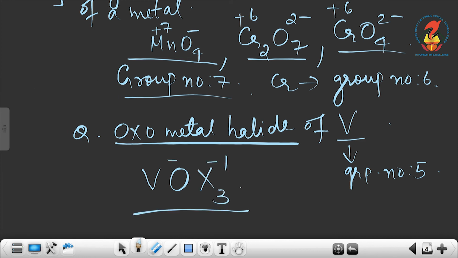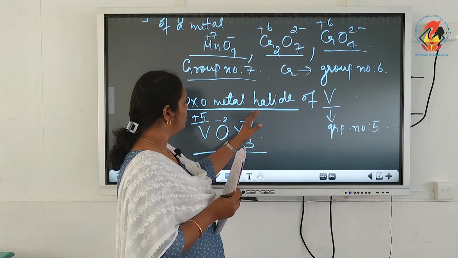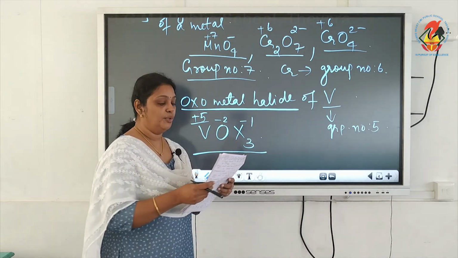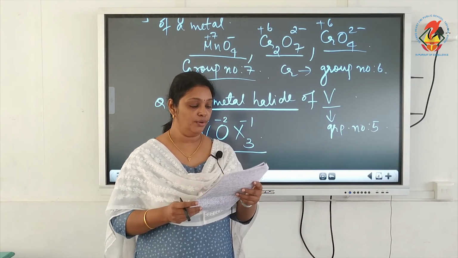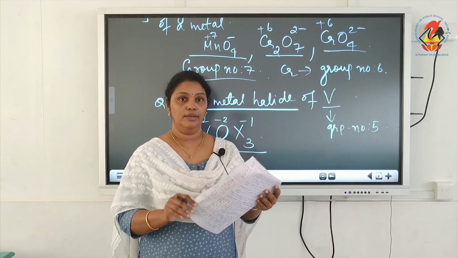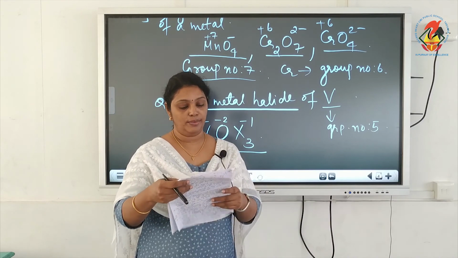Let's find the oxidation state of vanadium in this. Oxygen is -2, and the three halogens give -3. So vanadium will take +5, and the group number and the highest oxidation state is +5 for vanadium, which are the same. So this is the question: name an oxometal halide of vanadium showing highest oxidation state equal to group number. The answer is VOX3.